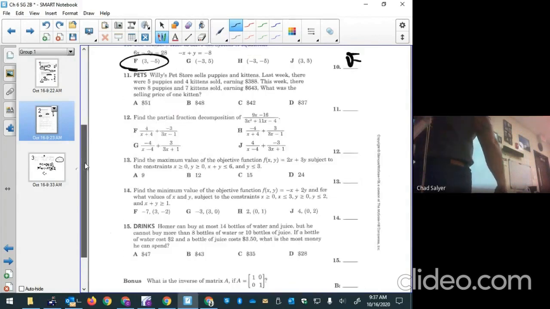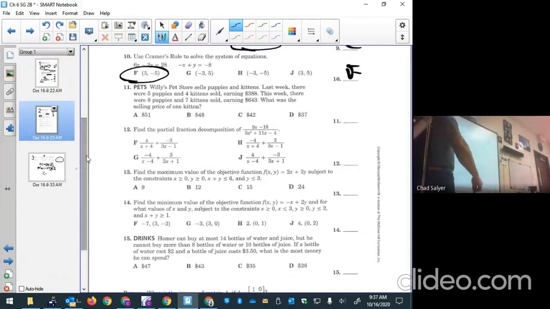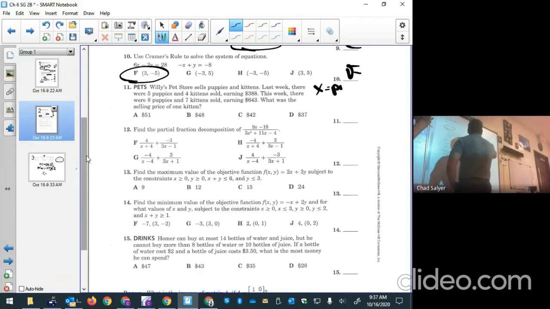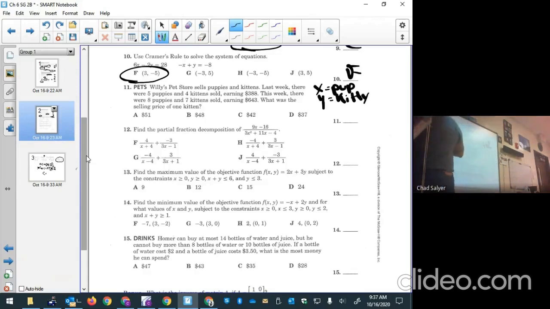Okay, pets. Willie's Pet Store sells puppies and kittens. Last week there were 5 puppies and 4 kittens sold, earning $3.88. This week there were 8 puppies and 7 kittens sold, earning $6.43. What was the selling price of 1 kitten? So we want to solve for the kittens. We'll just let the puppies be x, and y equals the kitty, which gives us the following equations.